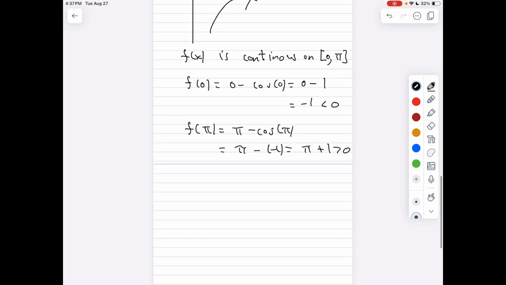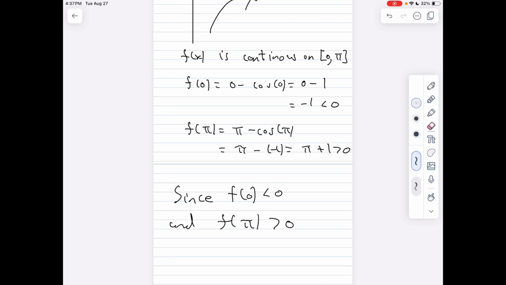And let me write that down, since f of 0 is less than 0 and f of pi is greater than 0. And you could have picked any interval here, by the way, even if the results were switched, like let's say the function at 0 was greater than 0 and the function value at pi was less than 0, the following still holds. As long as you have a function value that's in between the two endpoints, function values at the endpoints to be more specific, then the intermediate value theorem works here.